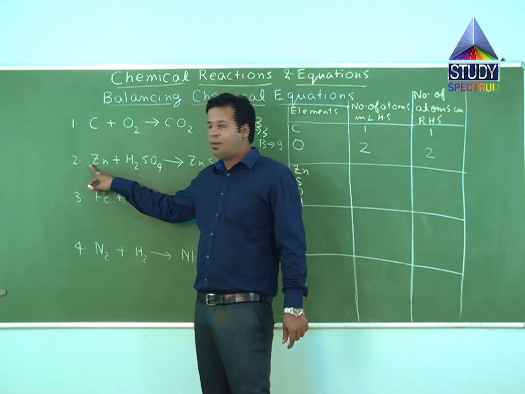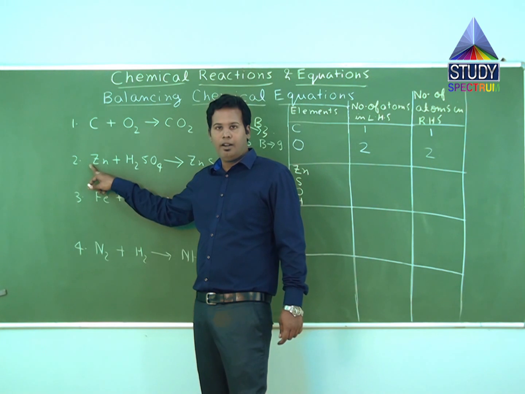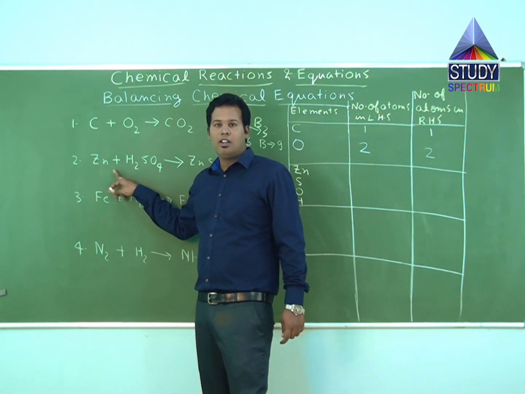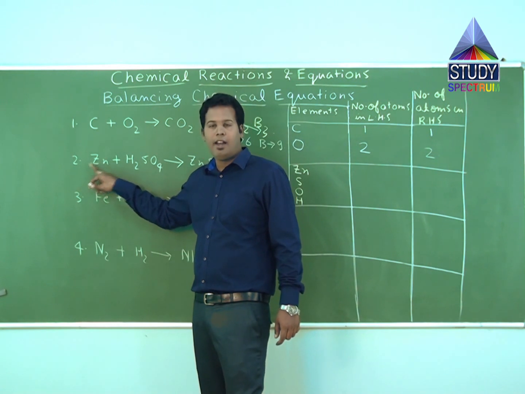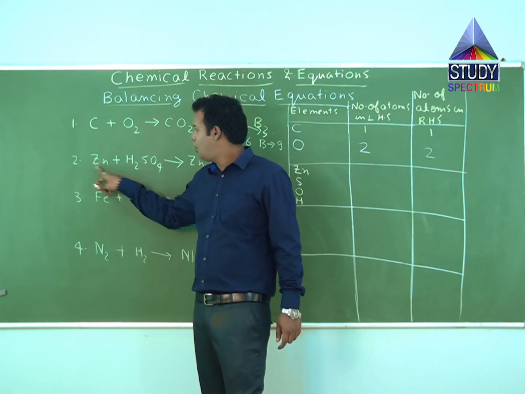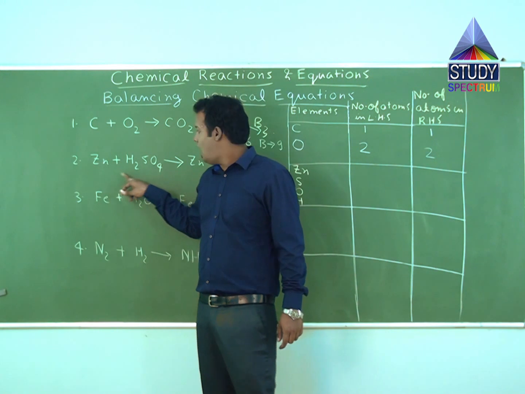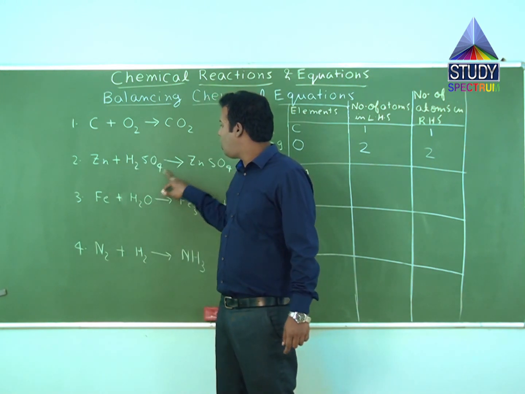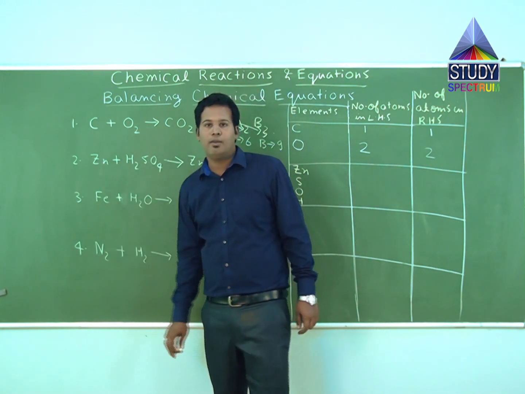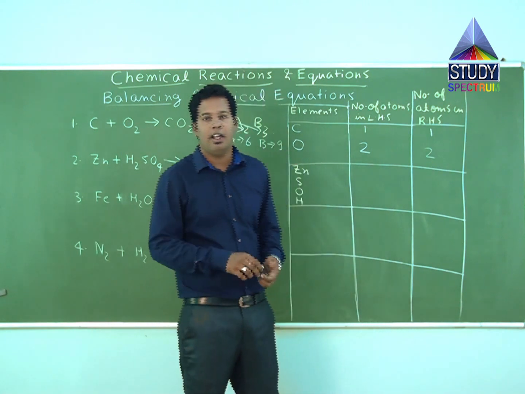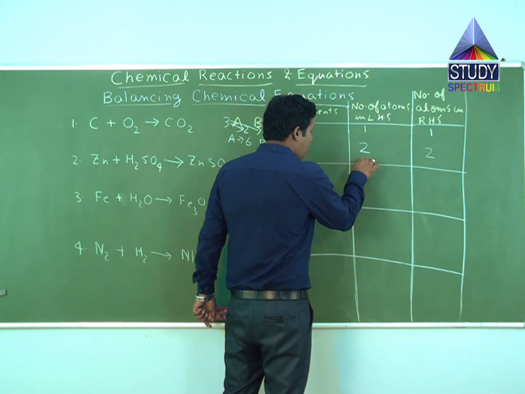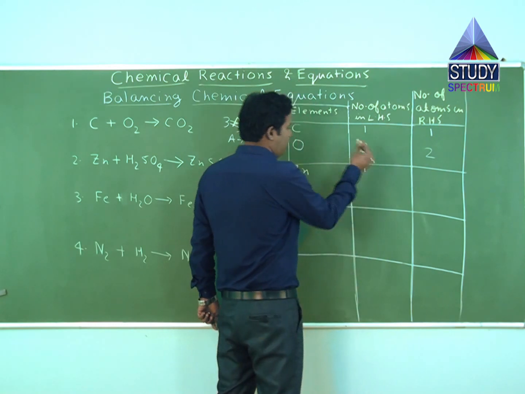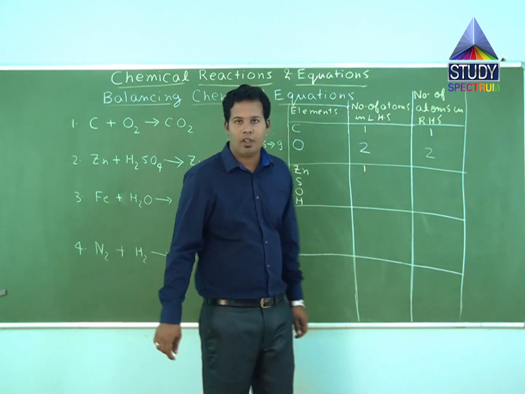So if nothing has been written as the coefficient of this element and nothing has been written as the suffix of this element, it means 1 is the coefficient of the element and 1 is the suffix of the element. So 1 into 1 is 1. And in the second reactant you cannot see zinc, it means the number of atoms of zinc in LHS is 1. That is why I will write the number of atoms of zinc in LHS as 1.